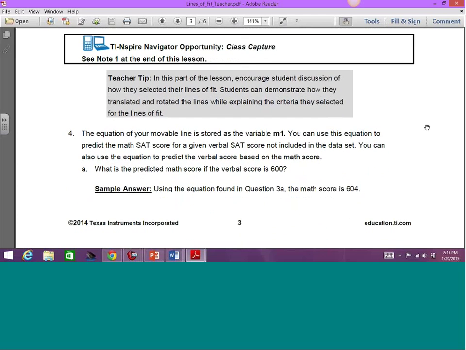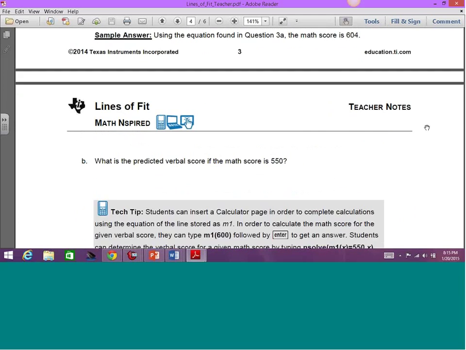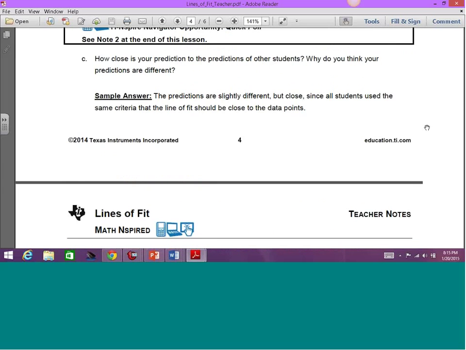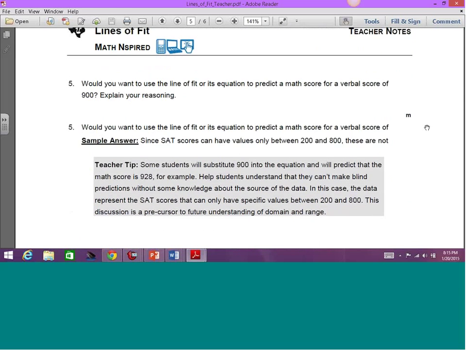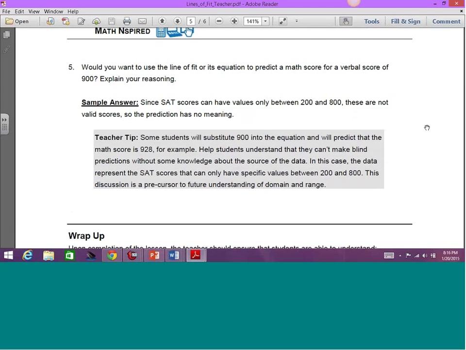Let's go over to the assessment piece. Oh, go ahead. This question real quick. Okay, no problem. This document says, would you want to use the line of fit or its equation to predict the math scores for a verbal score of 900? Explain your reasoning. So when we were talking about this, the kids really have to understand what's being asked of them. SAT scores only go between 200 and 800. So when you get a score of 900, the students have to know that it's not a reasonable solution.